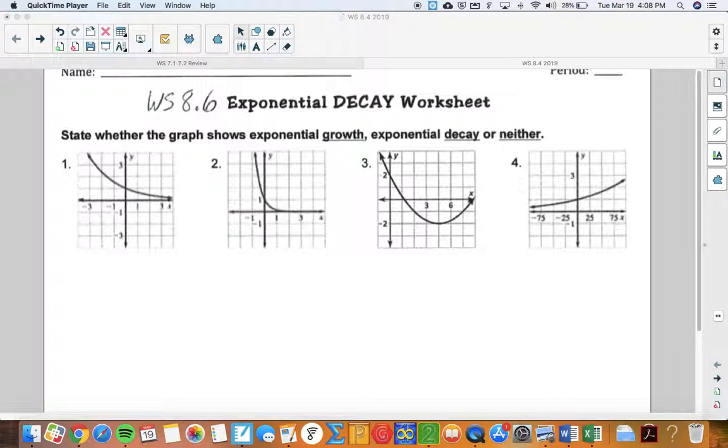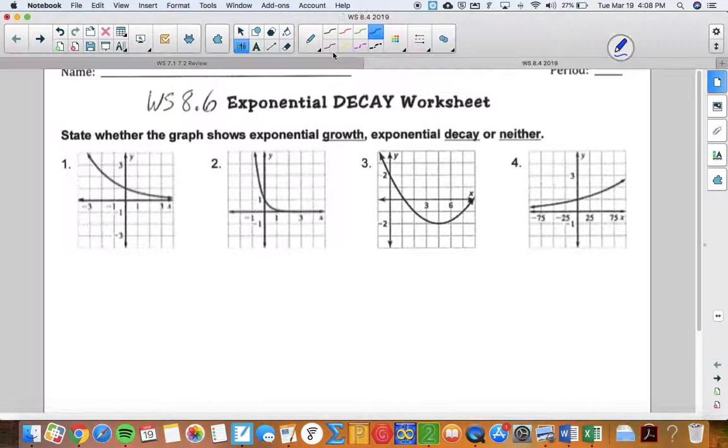This is worksheet 8.6 for Algebra 1, exponential decay. State whether the graph is exponential growth, exponential decay, or neither. This is exponential decay. It's decreasing rapidly. Same with here, it's decreasing even more rapidly, so a larger percent decrease. Number 3, you'd say, well, that looks like exponential decay right there, up until, whoop, there when it goes up.